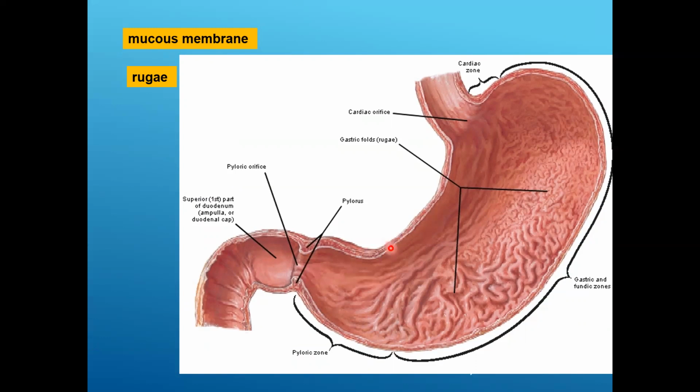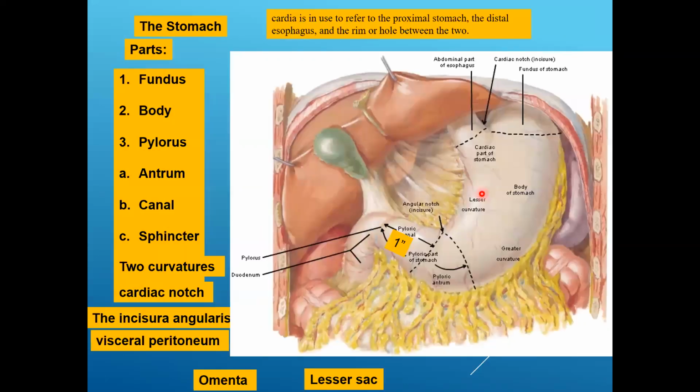So that is the fundus, this is the body, and this is the pylorus. Starts by pyloric antrum, and that's the pyloric canal for about 1 inch. Then it ends with the pyloric sphincter, which is basically thickening of the smooth muscles. Okay, so fundus, body, pylorus. Now this is the lesser curvature, and this is the greater curvature.